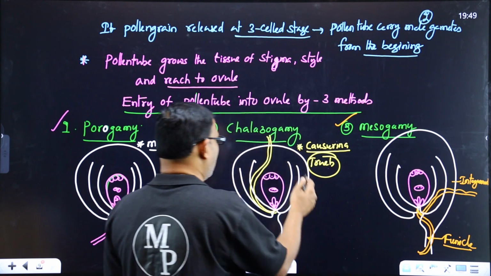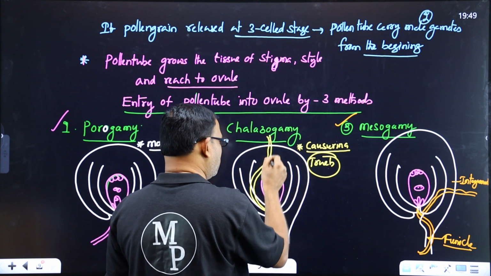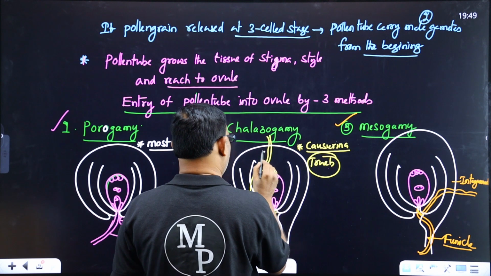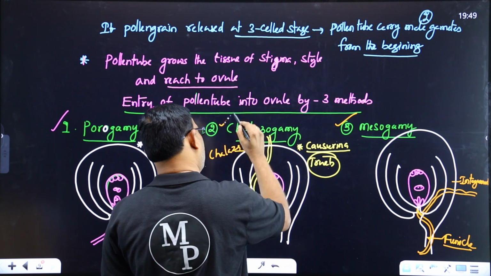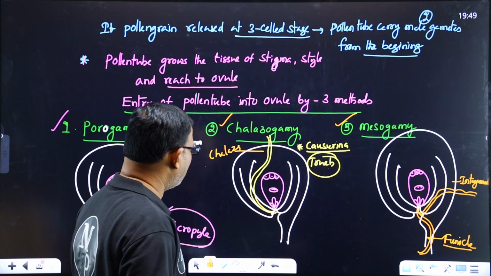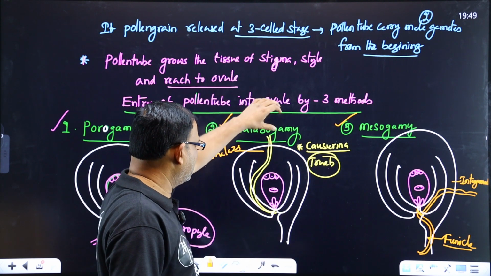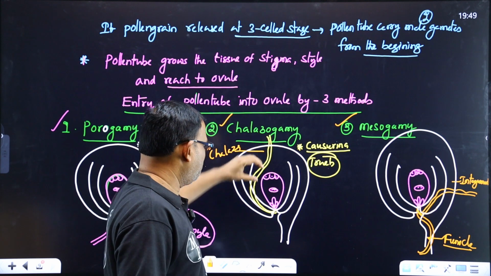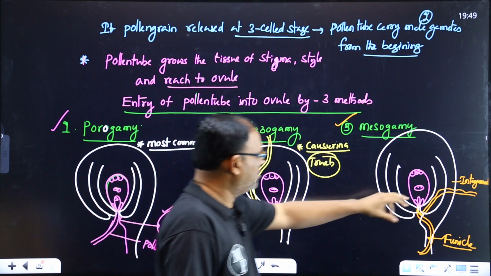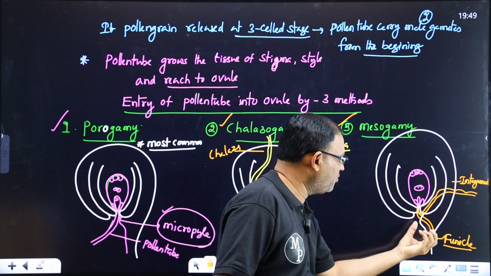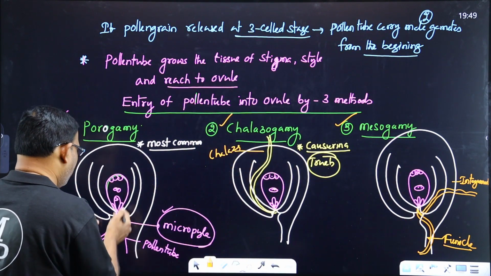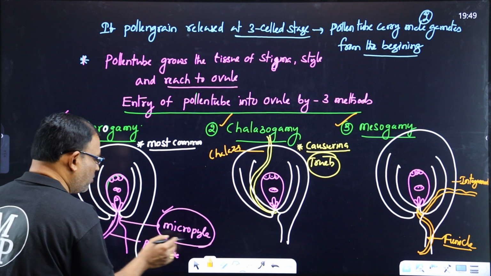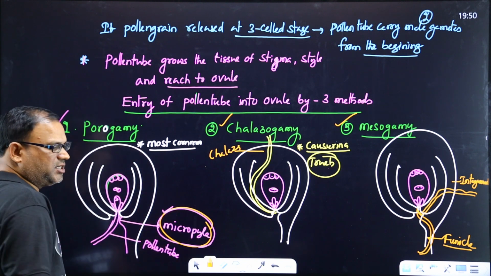So the entry of pollen tube into the ovule through integuments or funicle is called mesogamy. Entry of pollen tube into the ovule through the chalaza, this portion called the chalaza, is called chalazogamy. In chalazogamy the pollen tube enters from the chalaza. Here in mesogamy the pollen tube enters through integuments or funicle. In porogamy, the pollen tube enters into the ovule through the micropylar region only.